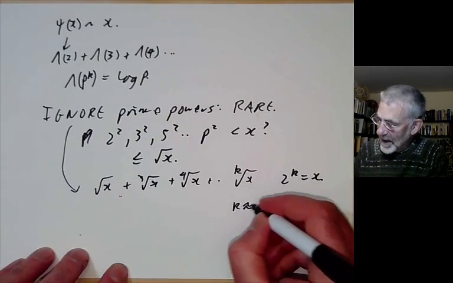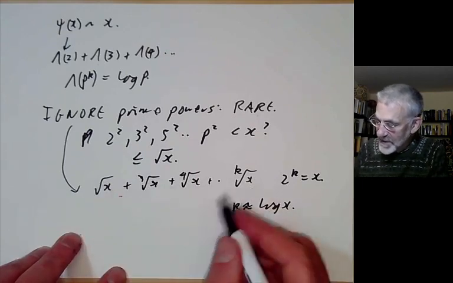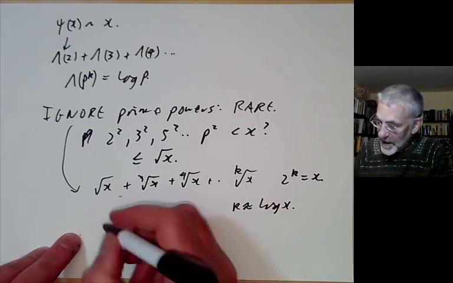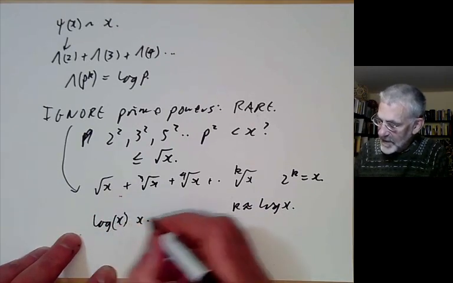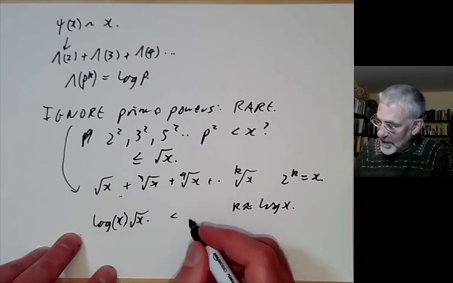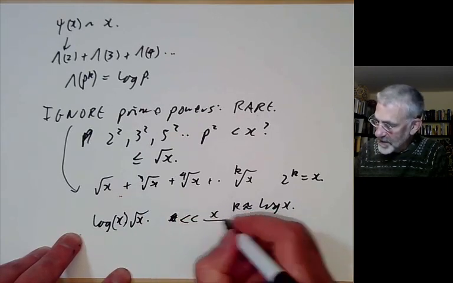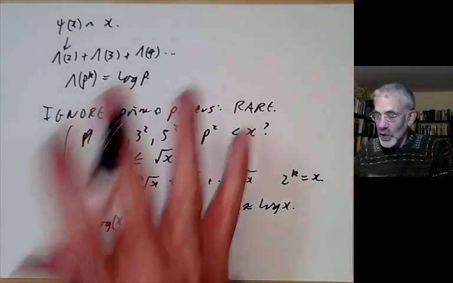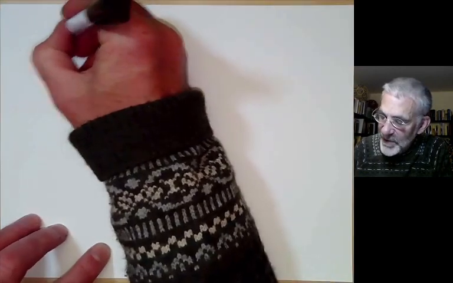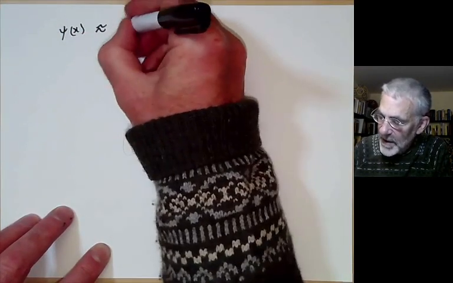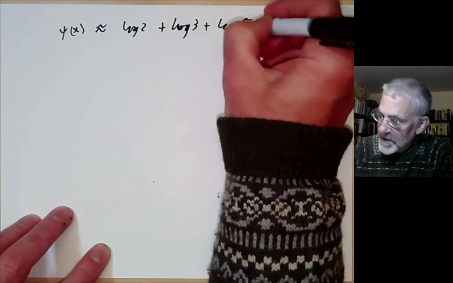So k is going to be about log of x times some constant. So the number of prime powers less than x that aren't primes is going to be at most about log of x times root of x. And this will be very much less than x divided by log of x. So we can ignore prime powers. And if we ignore prime powers, we see that psi of x is going to be about log of 2 plus log of 3 plus log of 5 and so on.